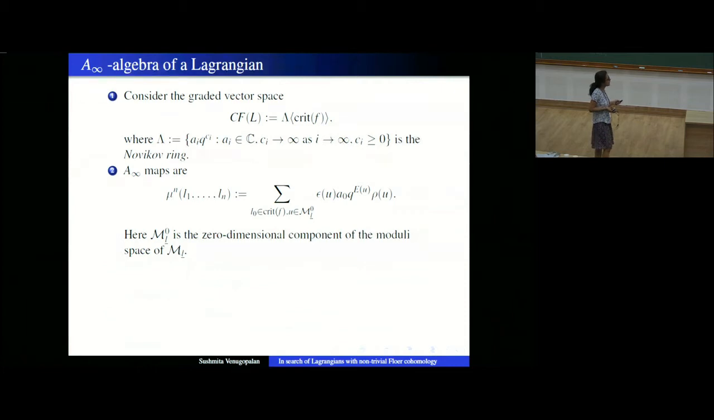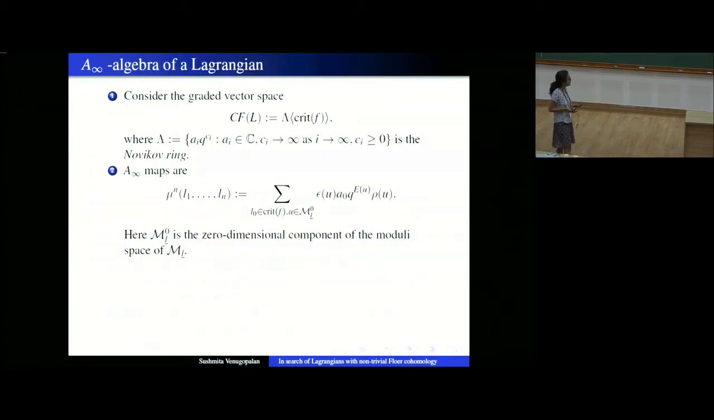And the coefficient ring I'm going to use is called the Novikov ring. So Q is just a formal variable, and I consider infinite polynomials in Q. So the only requirement is that the exponents Ci go to infinity as i goes to infinity. So if you put a bound on the exponent of Q, you get only finite number of terms. So that's the only constraint on a Novikov ring. And Q is a formal variable. Okay, so that's my graded vector space.